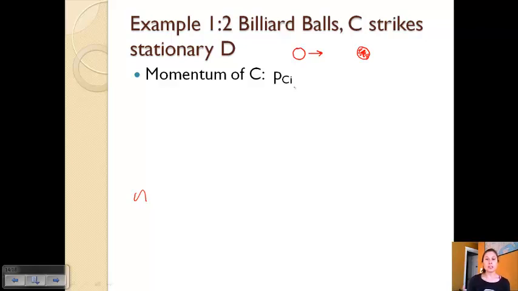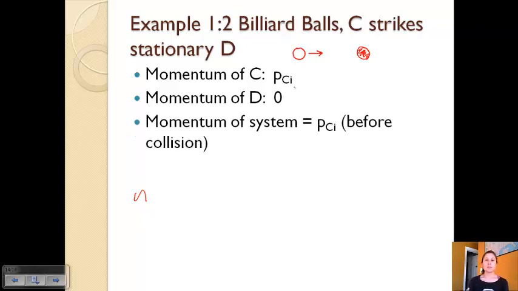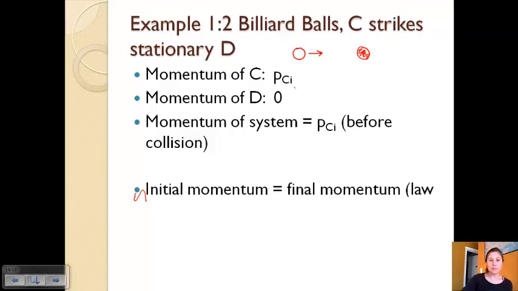So for the momentum of object C, we have the initial momentum of object C, and the momentum of D is going to be 0 since it's at rest. So if we look at the momentum of the system before the collision, it's basically just equal to the momentum of object C initial, so whatever its mass and its initial velocity are, because it's the only object in motion.